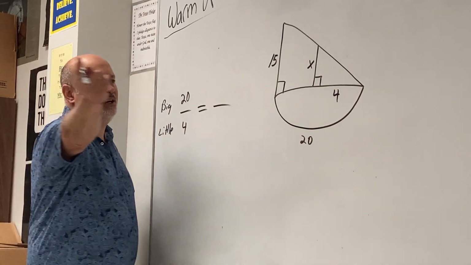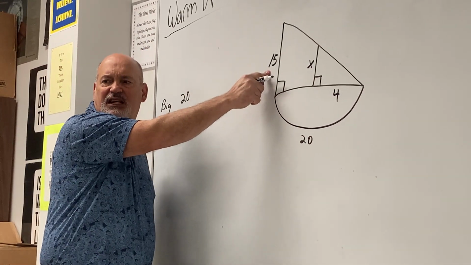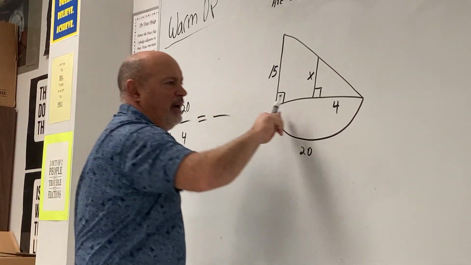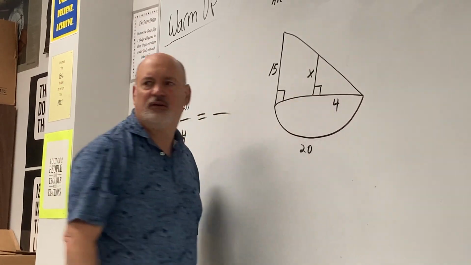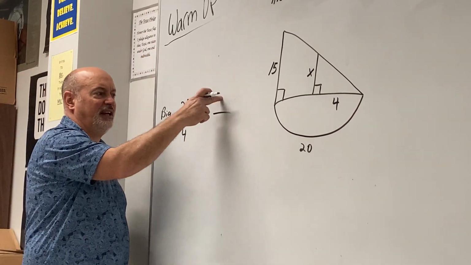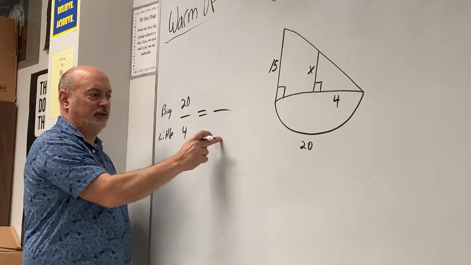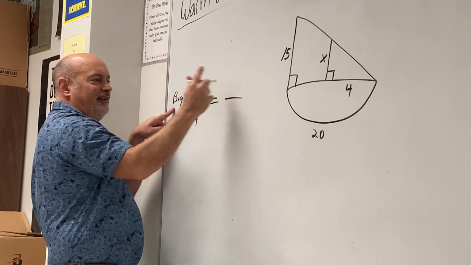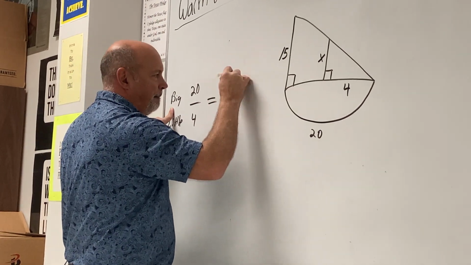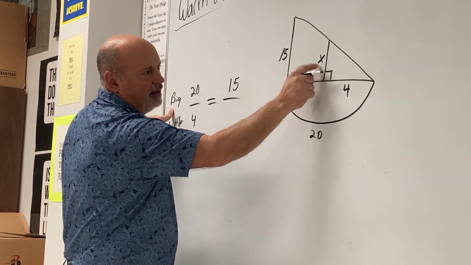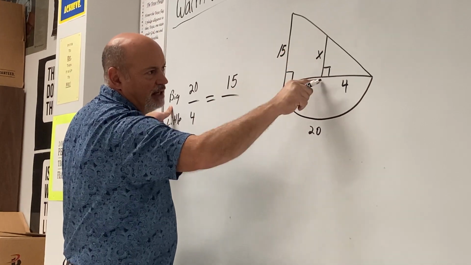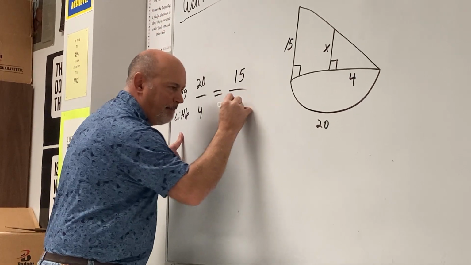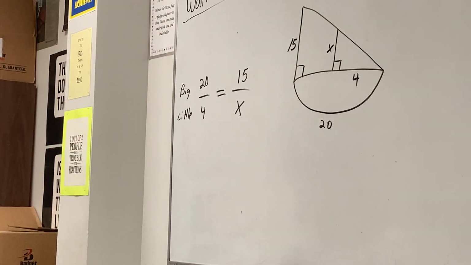Sweet. They give me another number, 15. Lestat, is 15 part of the big triangle or the little triangle? It's the big one, so where does the 15 have to go? It's got to go on the top. If you put big on the top, then you better put big on the top. What number do I need to find? X. Which is the little. Little, so X goes on the bottom. Any questions on how to set up the proportion?